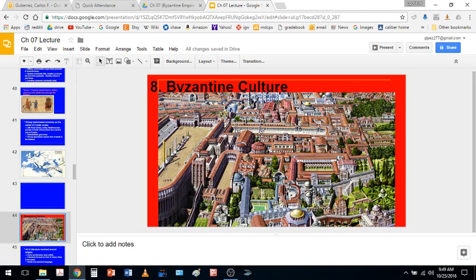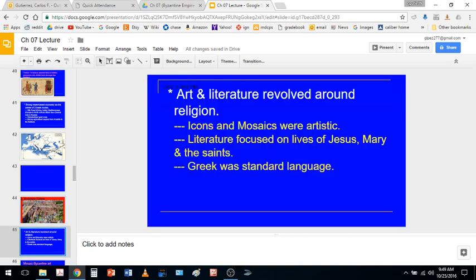Moving on to their culture, right here we see a picture of what Constantinople would have looked like. And when you look at this side of the image, that is a racetrack that was called the Hippodrome, right? The Byzantines absolutely loved chariot racing, and that is, of course, something that they adopted from the Romans. So religion, of course, played a central role in the Byzantine Empire.